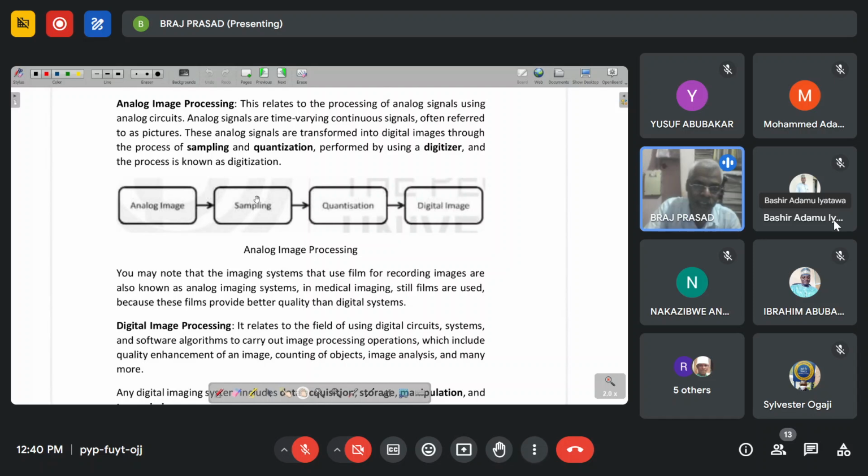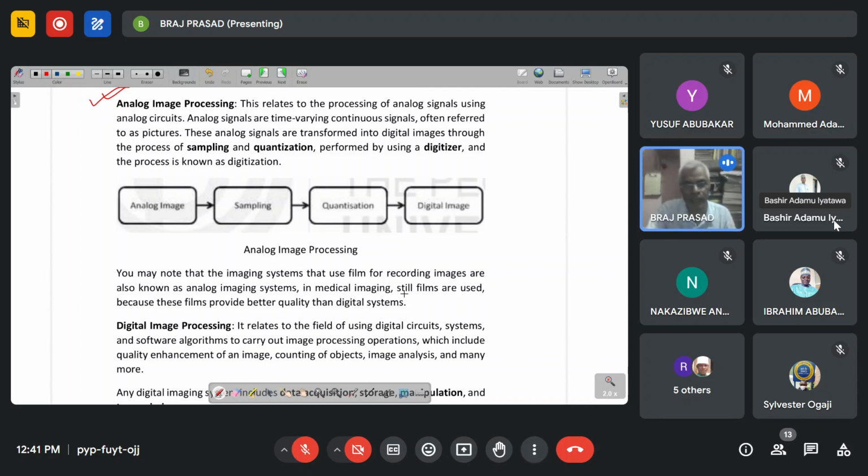It is converted into sampling. Then we convert this sampling into quantization, and after quantization, we get the digital image. So these are the steps to form the analog image processing, and notes are always asked on these topics. You may note that the image systems that use film for recording images are also known as analog image systems.